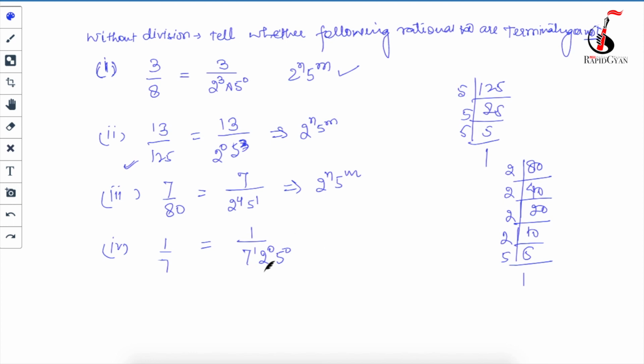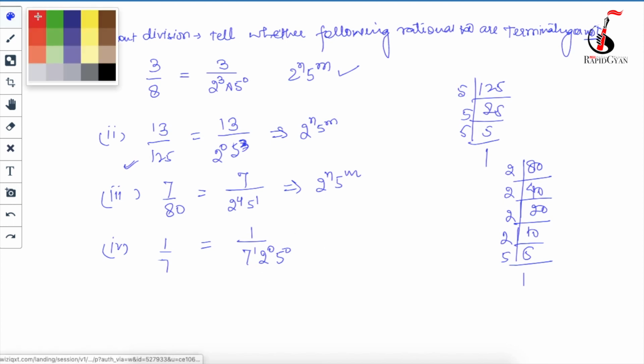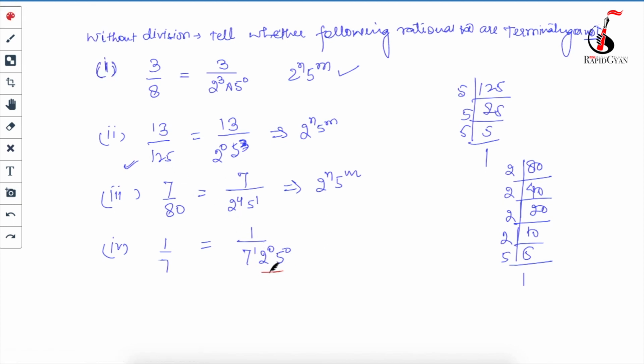So even after writing 2 to the power 0 and 5 to the power 0, is the denominator in the form of 2 to the power n and 5 to the power m? No, the denominator is not in that form, because 7 is also coming in the denominator. Look here, 7 is also coming in the denominator. So the denominator is not in the form of 2 to the power n and 5 to the power m. Correct? So this is non-terminating.